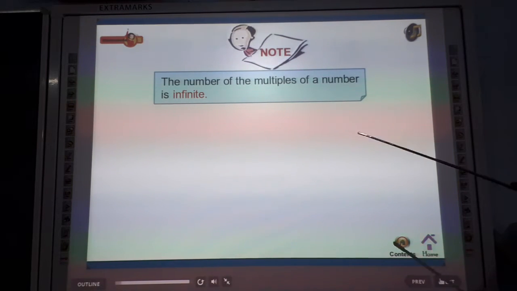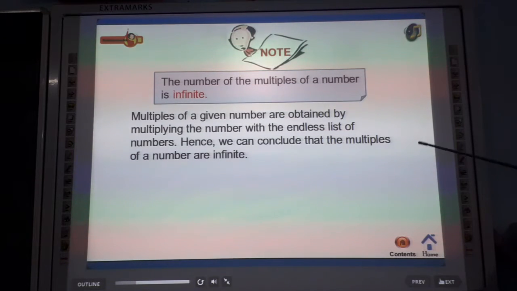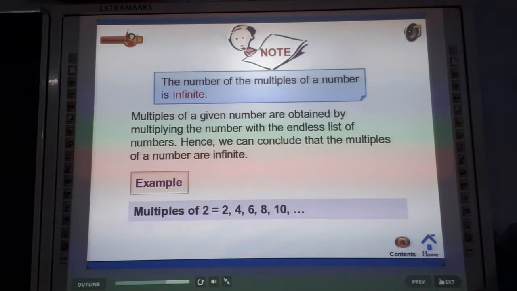Now next, the number of multiples of a number is infinite. Multiples of a given number are obtained by multiplying the number with an endless list of numbers. Hence, we can conclude that the multiples of a number are infinite. For example, multiples of 2 are 2, 4, 6, 8, 10 and so on.